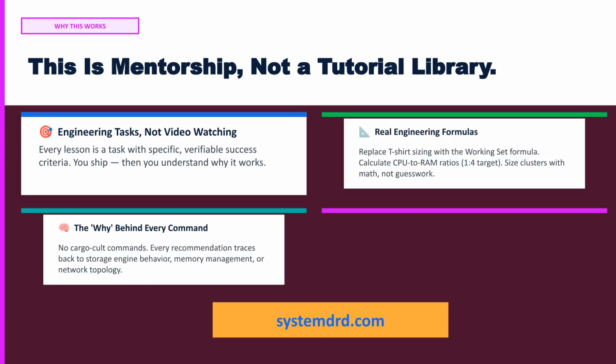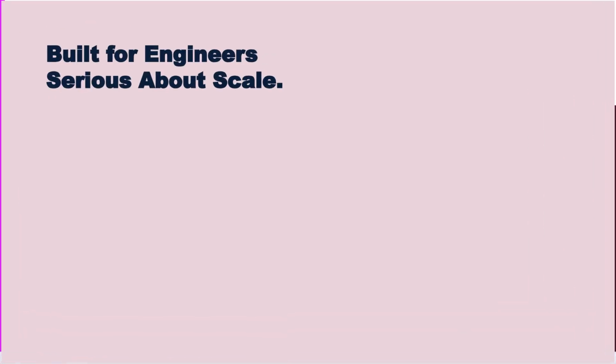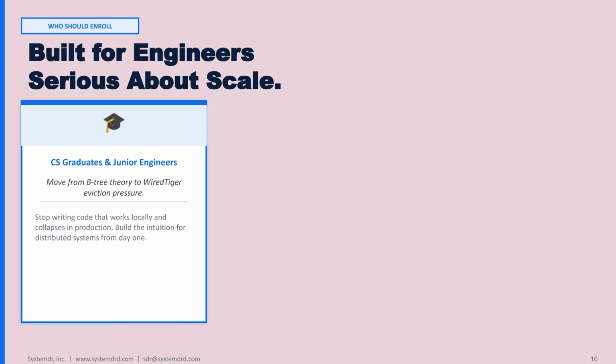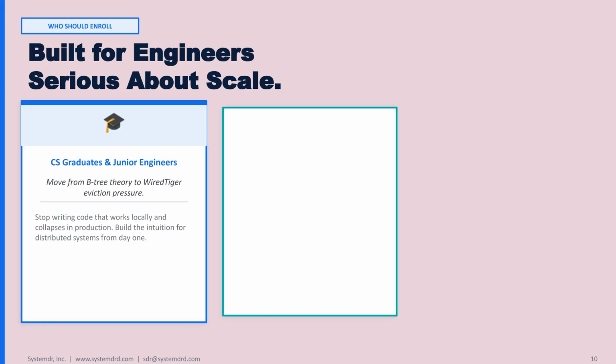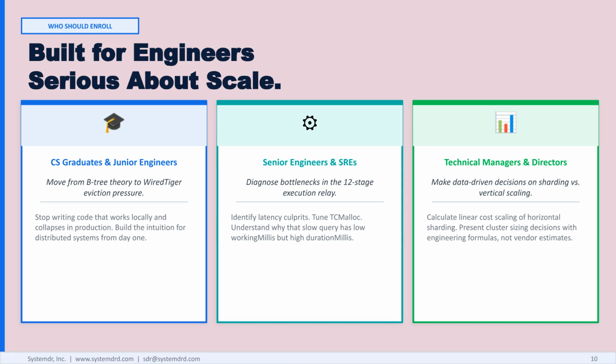You will replace guesswork with real engineering formulas and gain practical intuition into internals like WiredTiger eviction pressure and per-CPU caches. This course is built for engineers serious about scale. It helps junior engineers master distributed systems intuition, enables senior engineers and SREs to diagnose execution bottlenecks, and equips managers to make data-driven decisions on scaling.